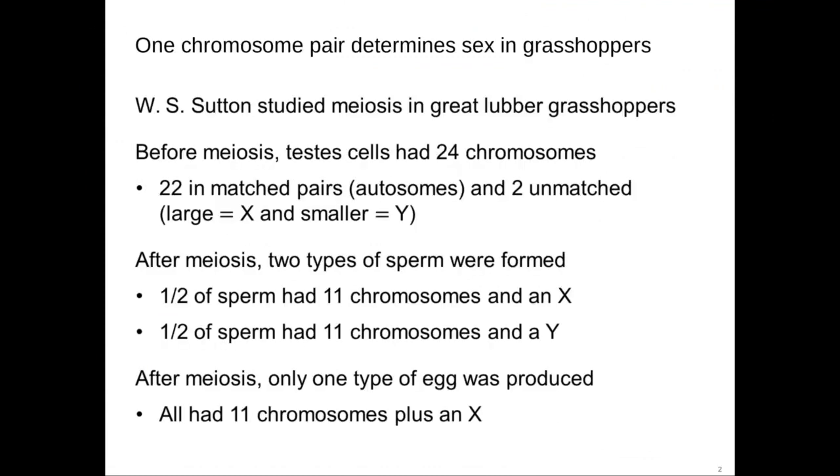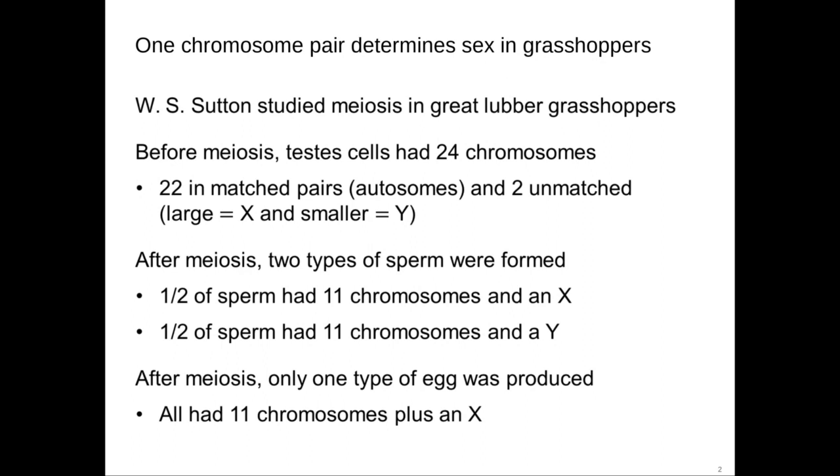All right, so back to our friend W.S. Sutton. Now, you might remember Sutton from the previous two classes, but Sutton is a really important figure in genetics, and Sutton himself studied meiosis in the great lubber grasshopper. Now, great lubber grasshoppers are kind of interesting. You can Google what they do. I won't talk about it because it's kind of gross, but you can Google what they do. They're a pretty interesting group of grasshoppers.